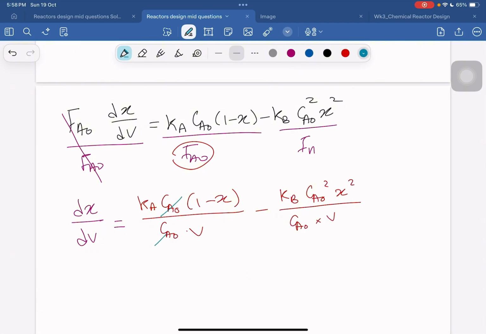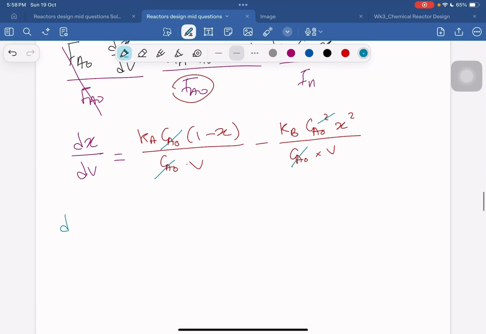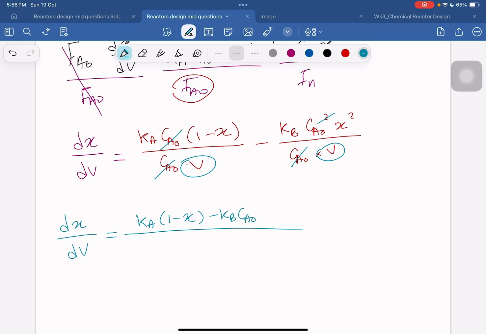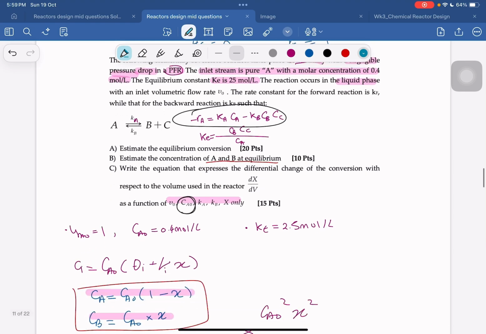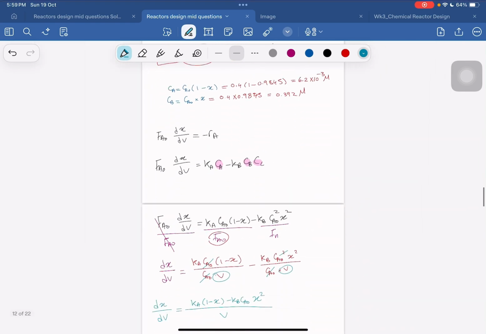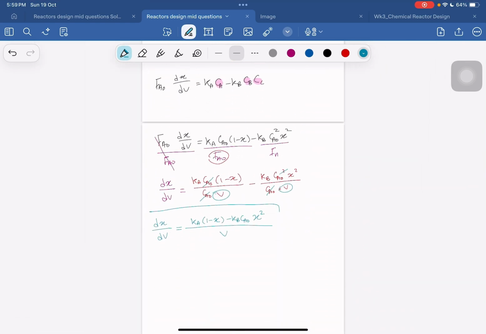This Ca naught cancels Ca naught, and the squared cancels this, so we have dx over dv is equal to, we have the same denominator so we can combine them. Ka 1 minus x minus Kb Ca naught x squared over V. Yes, this is everything that was asked in the question. And we finished the question. This is the final answer for part C.